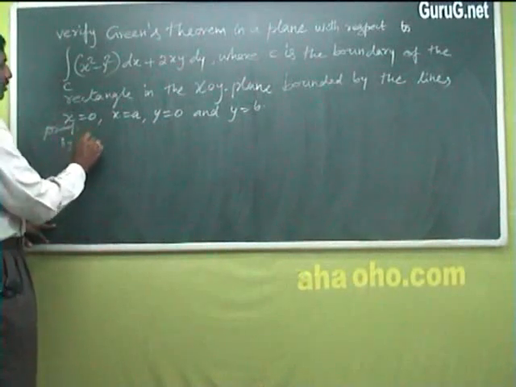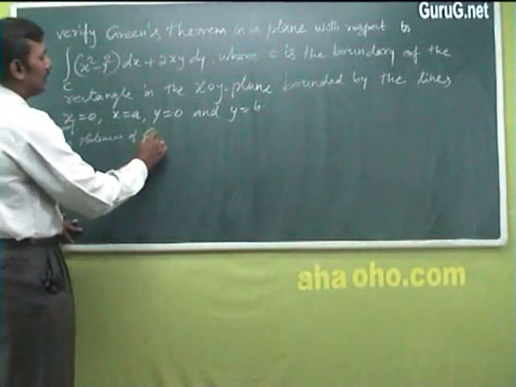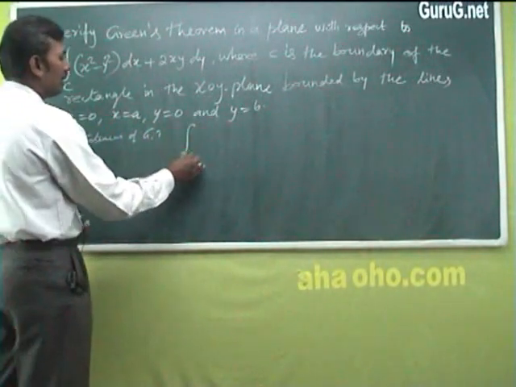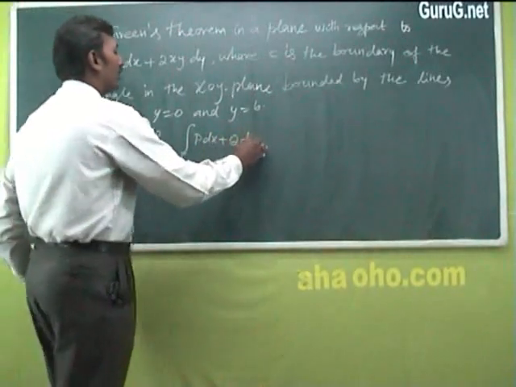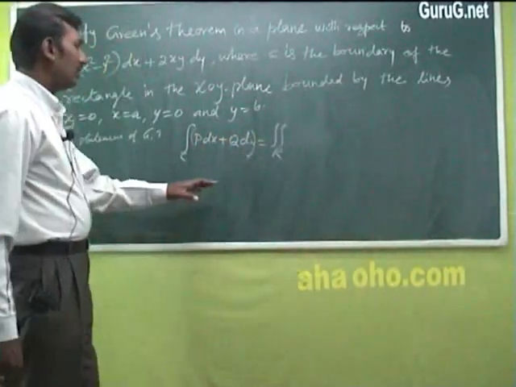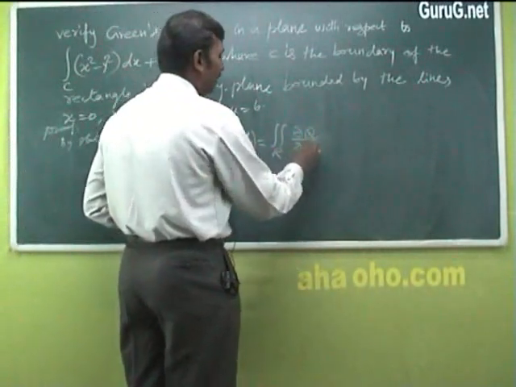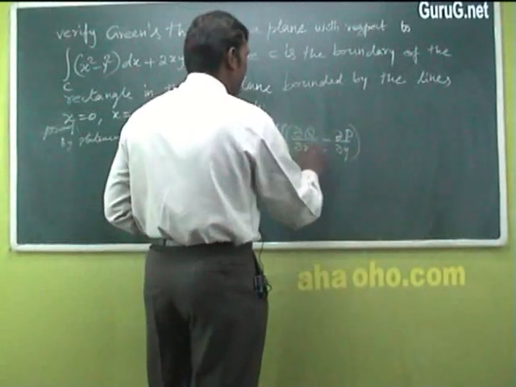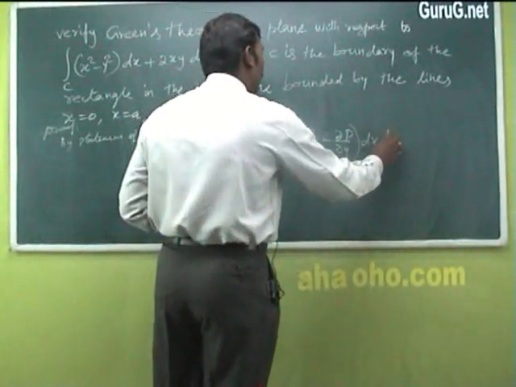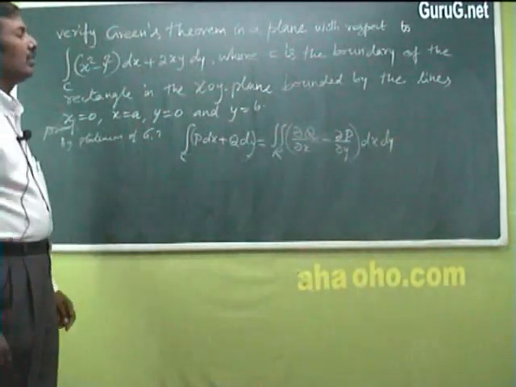By the statement of Green's theorem, integral over C P dx plus Q dy equals double integral over R of dou Q by dou x minus dou P by dou y dx dy. So this is the statement of Green's theorem. I have to verify this result, right?